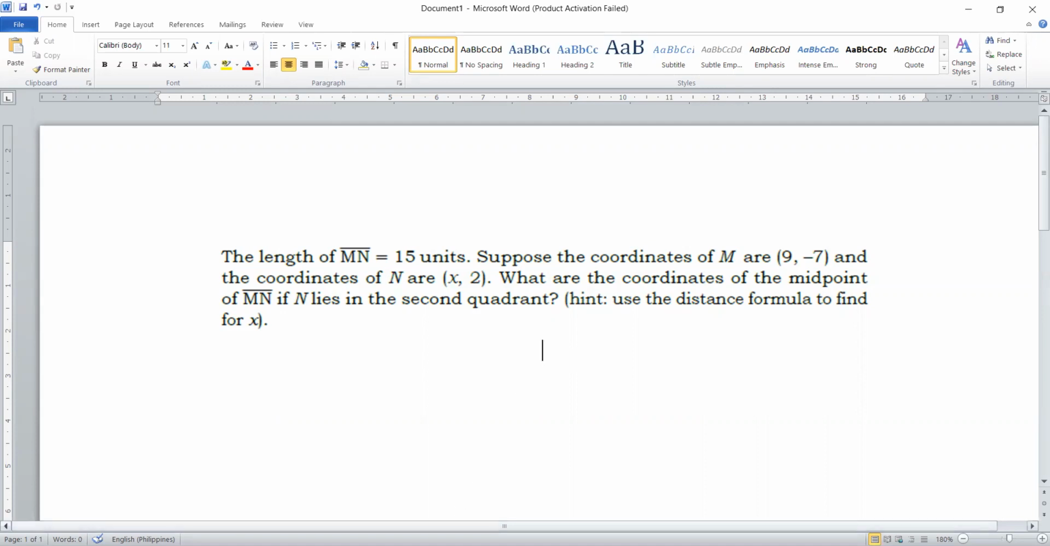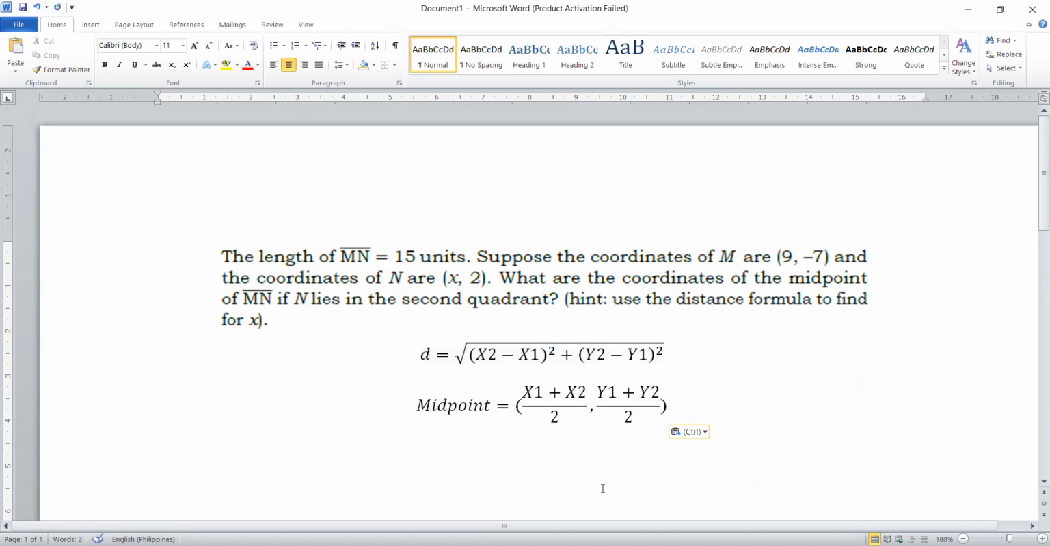So you need to know your distance and midpoint formulas. So these are your formulas. The distance formula is equal to the square root of (x2 minus x1) squared plus (y2 minus y1) squared. And your midpoint formula is (x1 plus x2) divided by 2, (y1 plus y2) divided by 2.